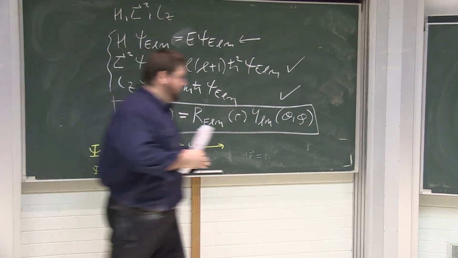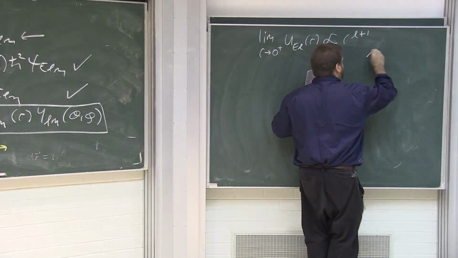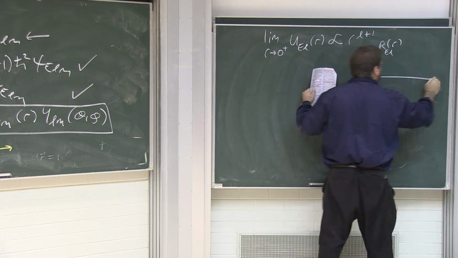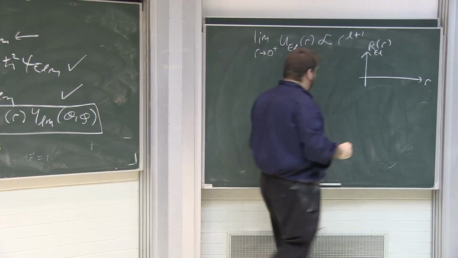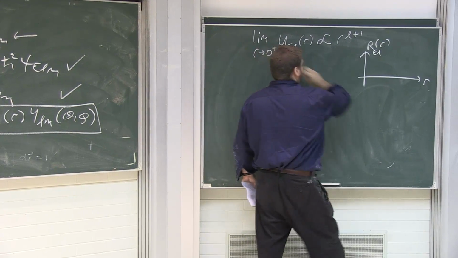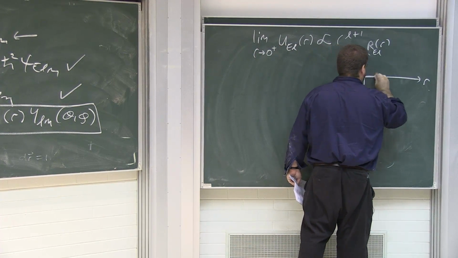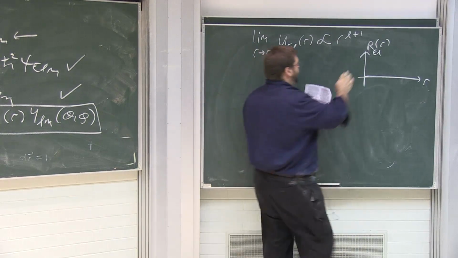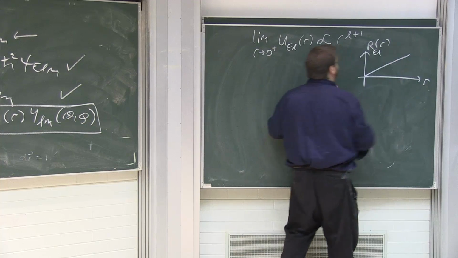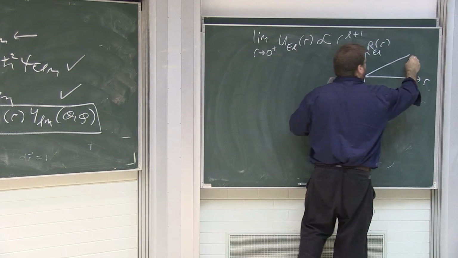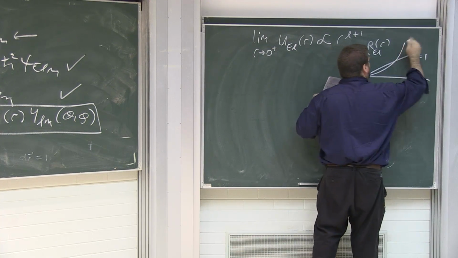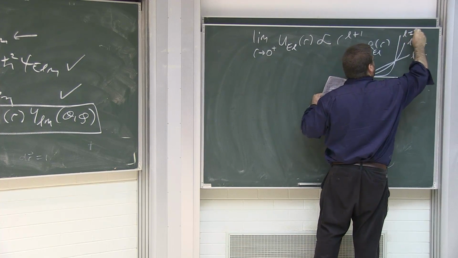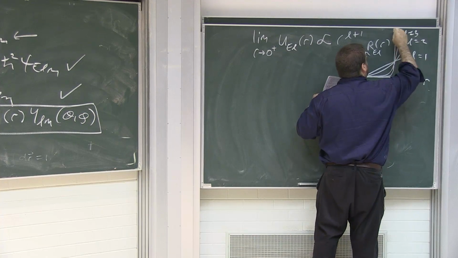So this is the radial wave function as a function of E and L. If L is 0, then the radial wave function will... Actually, I don't care about L equals 0. When L equals 1, this radial wave function will behave as R to the 1. L equals 2, you'll have R squared. L equals 3, you'll have R cubed. L equals 4, you'll have R to the 4th.